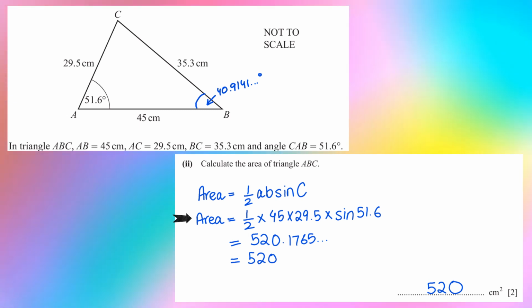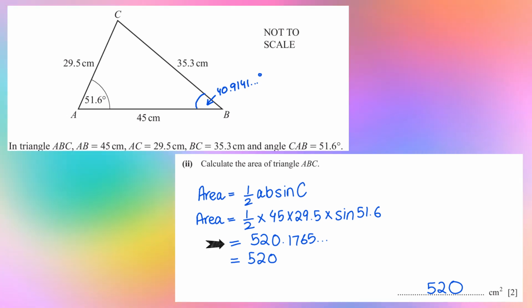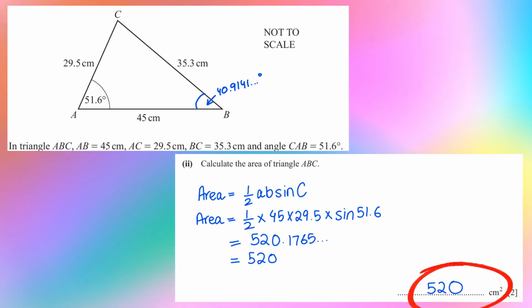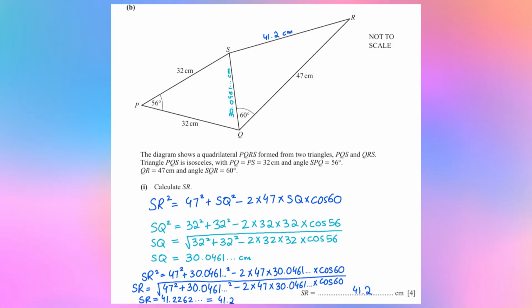Entering all that into the calculator, we get a long value, 520.1765, and so on. Rounding to three significant figures, we get 520. So the answer is 520 centimeters squared. Now to solve part 1 of part B.